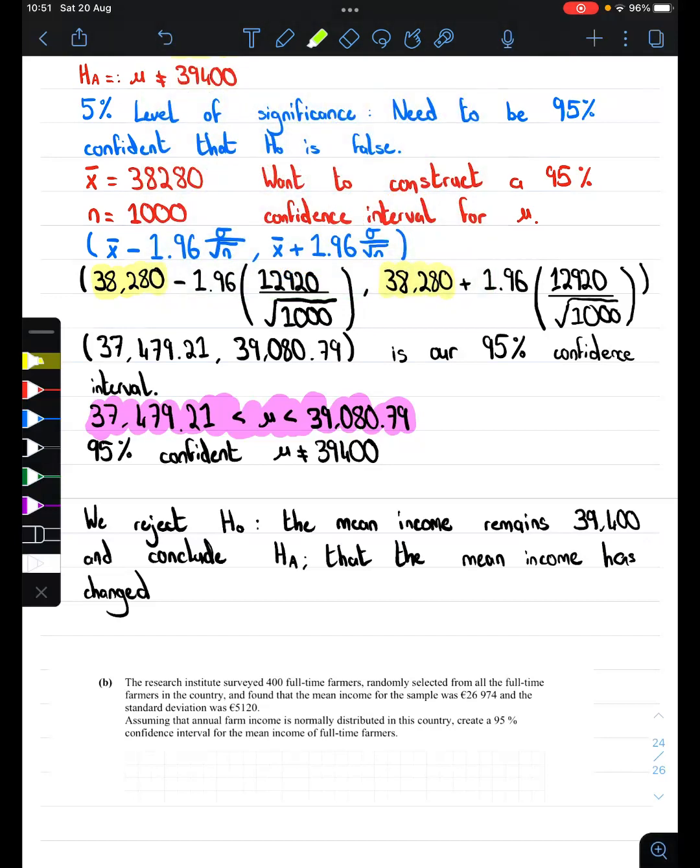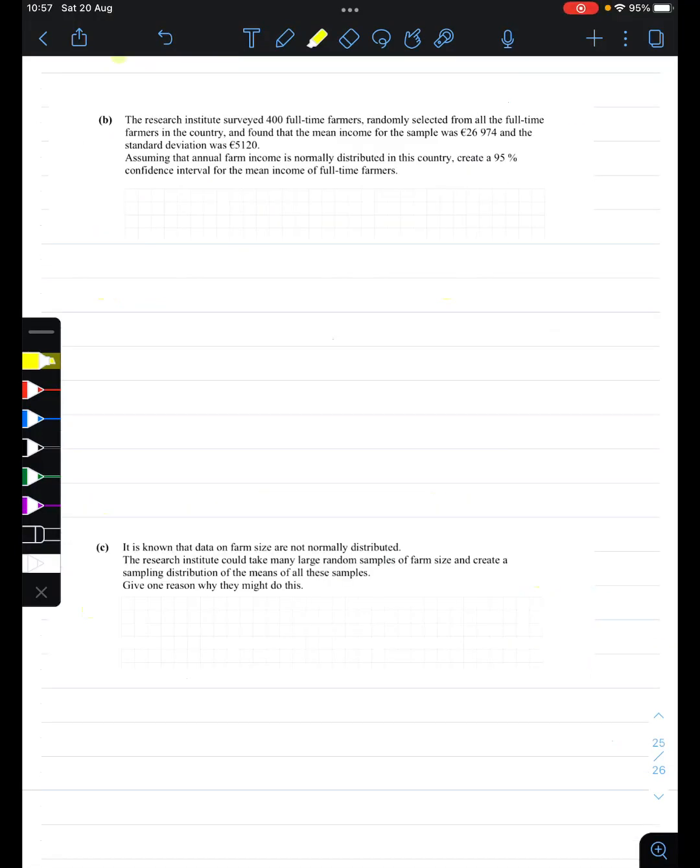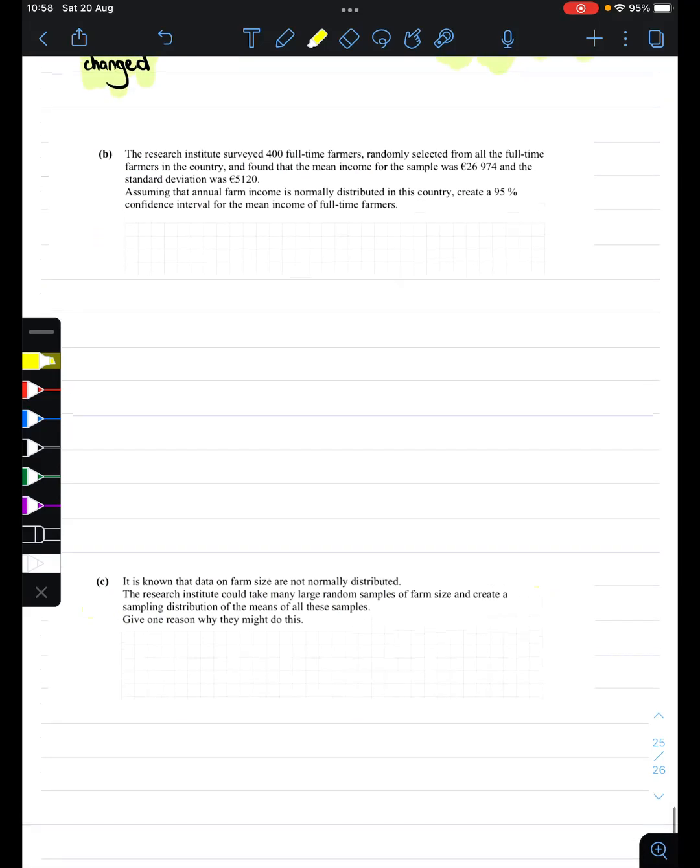And it's always important to write your conclusion in the context of the question. So not just we reject H naught and conclude the alternative, because that doesn't really give you any information about what it actually is that is being concluded. Now on to part B of this question.